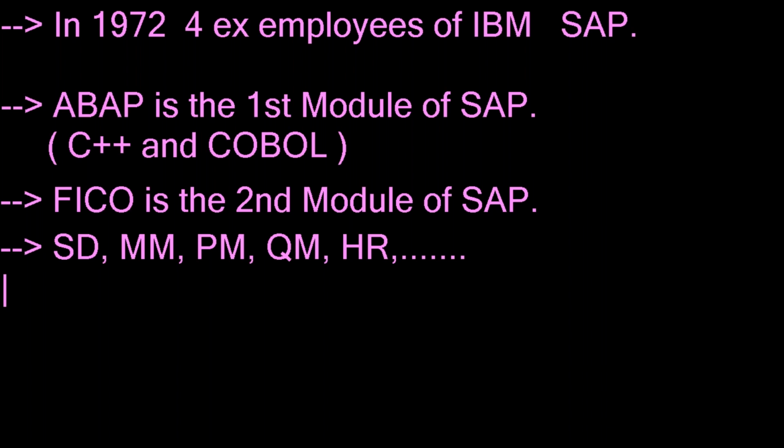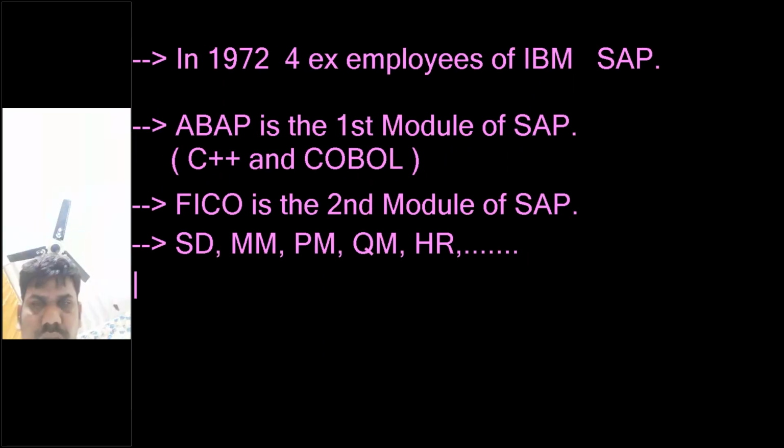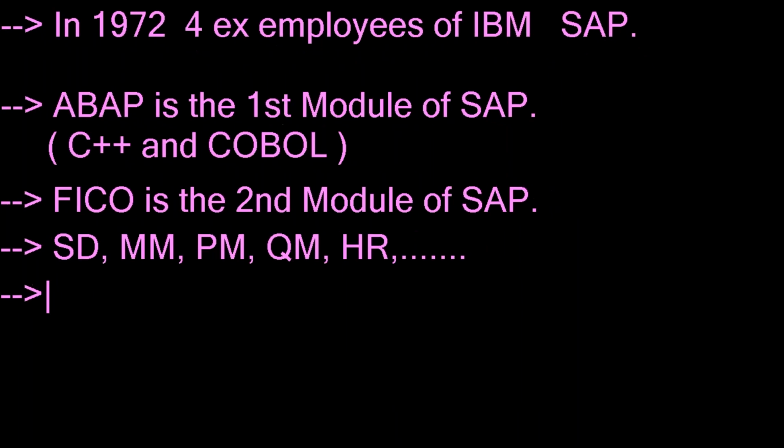If you take any organization, these are the mandatory modules, mandatory departments: finance department, sales, material management, plant maintenance, quality maintenance, and HR. These are the mandatory departments in any organization. So nowadays, these are the core set of modules of SAP.